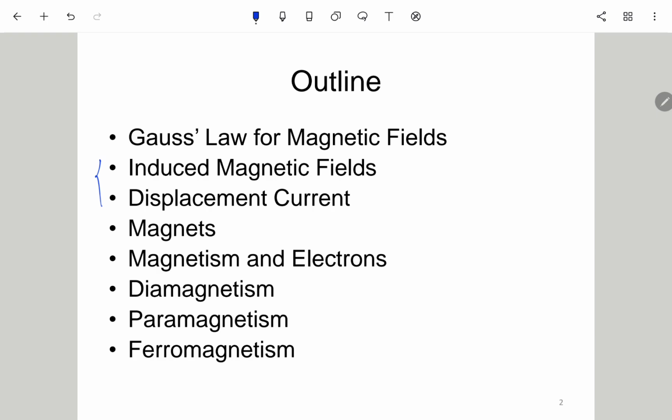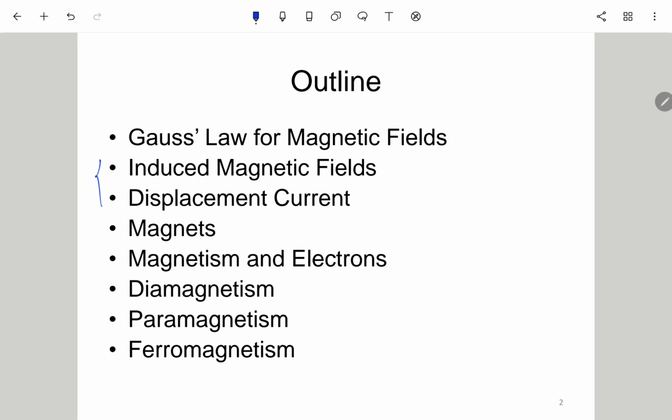And then in the second half of this chapter, all these are some hardcore physics stuff. Actually, I don't know them very well. So you try to regard it as listening to a story. We will talk about the magnets, and then the magnetism and electrons. So how the B fields, or I should say, where does the B field come from?